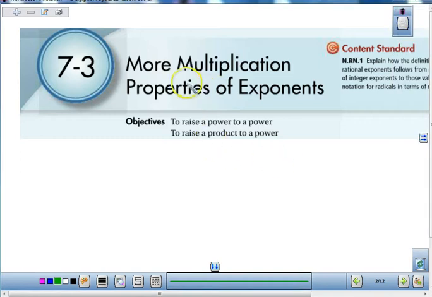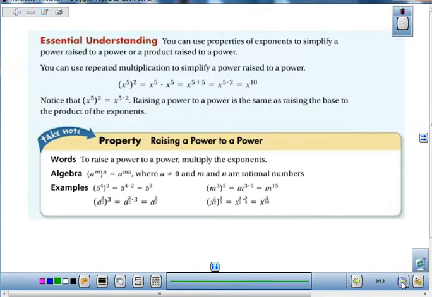In lesson 7.3, we're doing more multiplication powers with exponents. We're actually going to be raising a power to a power and raising a product to a power. As we do that, the key thing to understand is that when you work with your exponent, to simplify a power raised to a power, you can use repeated multiplication.